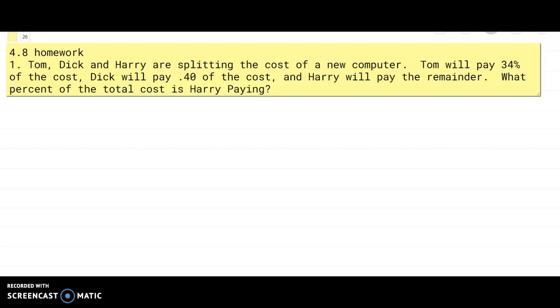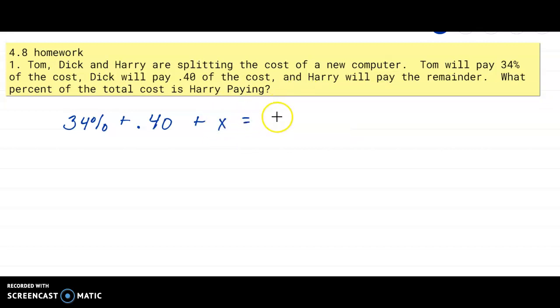So let's add all of the amounts that the three men are paying. It says that Tom is paying 34%, so I'm going to put 34% plus what Dick is paying. He's paying 0.4 of the cost, plus what Harry is paying. It's the remainder. We don't know what that is, so I'm going to put x. This all has to equal 100% of the cost of the computer. So I'm going to put 100%.